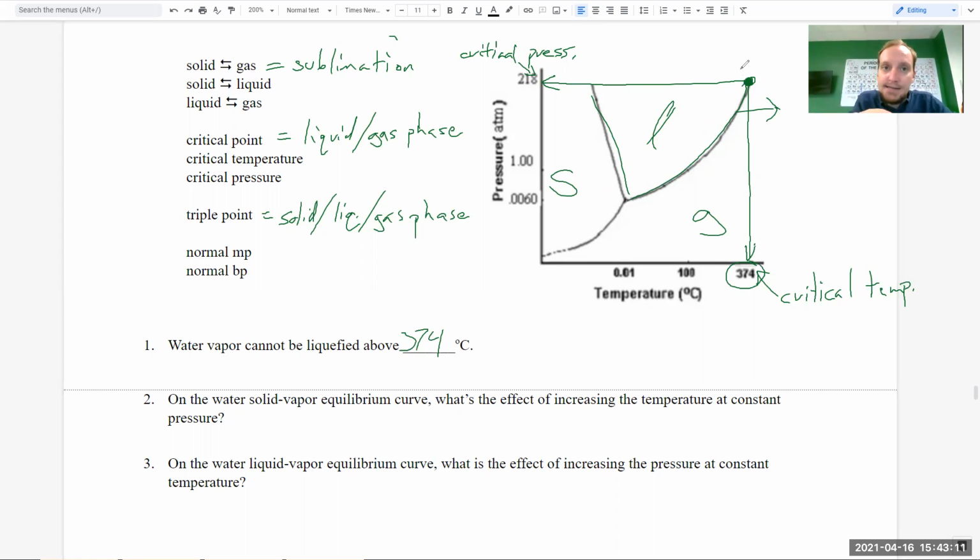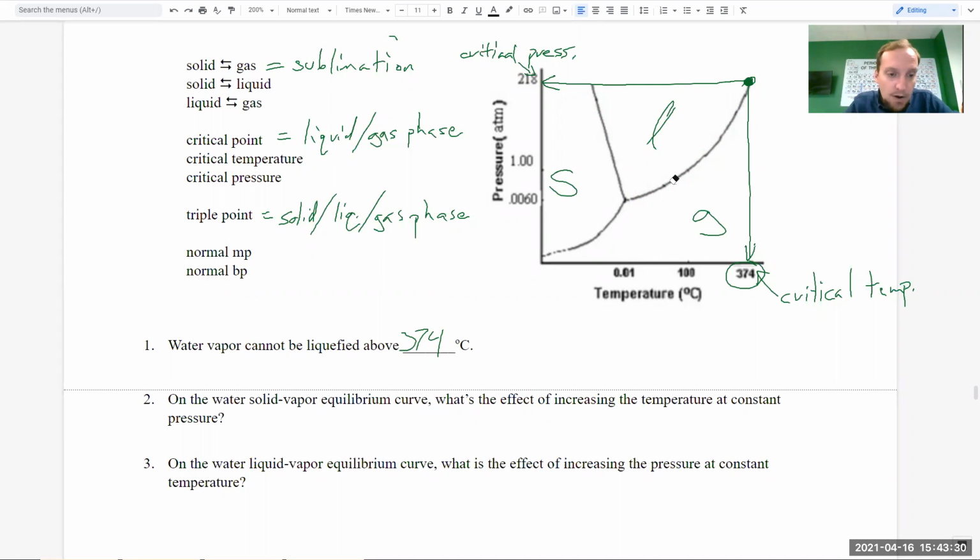It's a finite dead end, because we're going to reach the critical point, which again, just to repeat, is when the liquid and the gaseous states coexist. So above 374, I cannot have pure liquid, okay? Again, that's also the critical temperature, by the way.